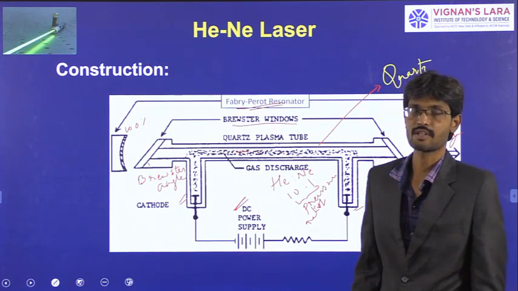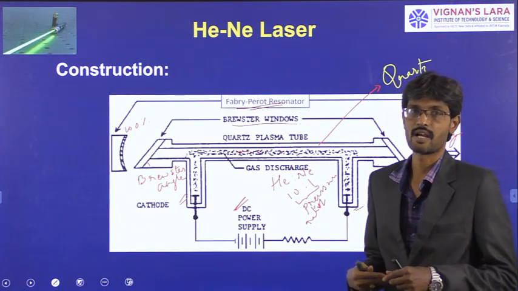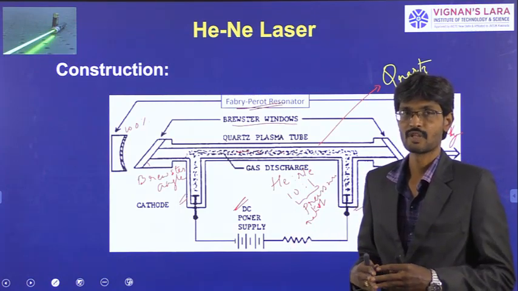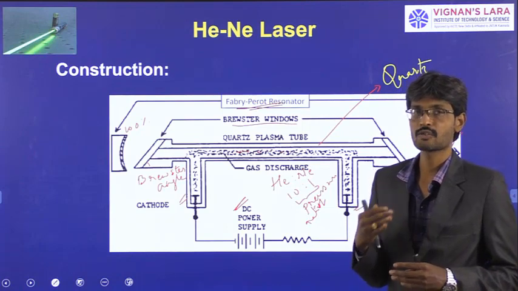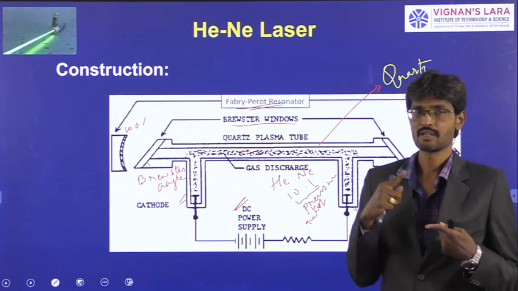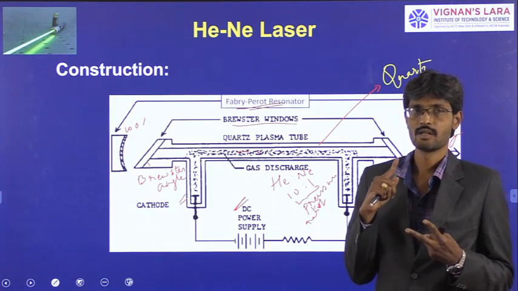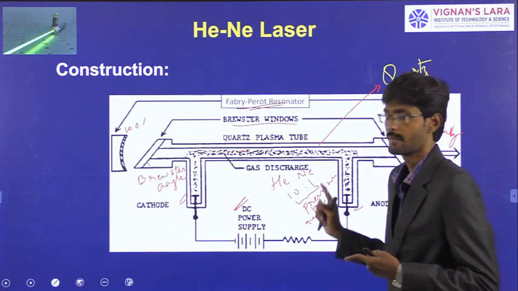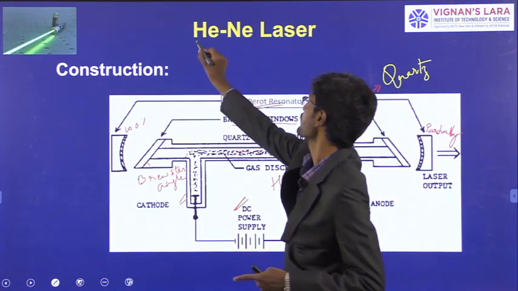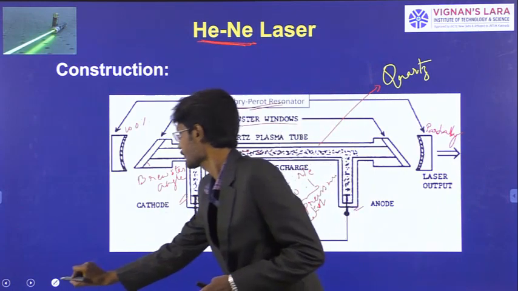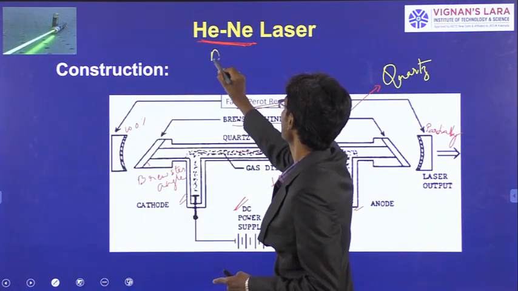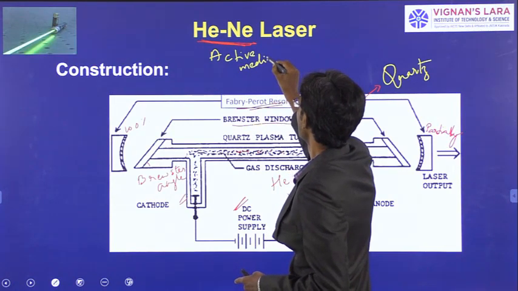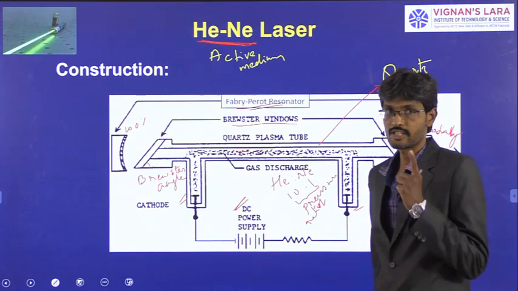This is about construction. That means how this laser device is designed and how these three components are enclosed for the production of laser. Already in the last class: what are the major components of a laser? There are three components: one is the gain medium, one is the pump source, and the third is the optical resonator. In this helium neon laser, the gain medium is the mixture of helium and neon. So this is the active medium or gain medium, the first component here.